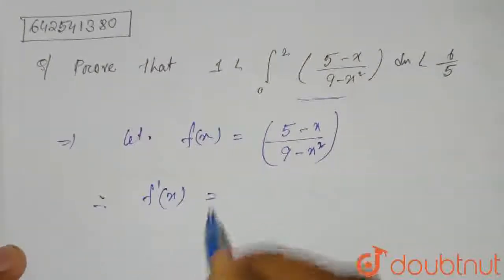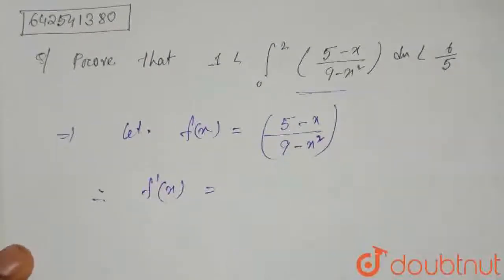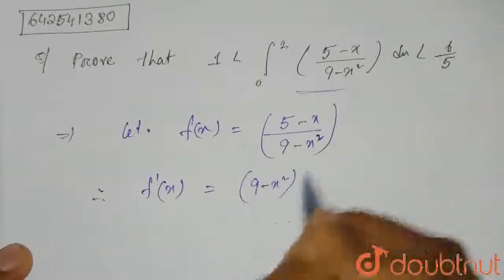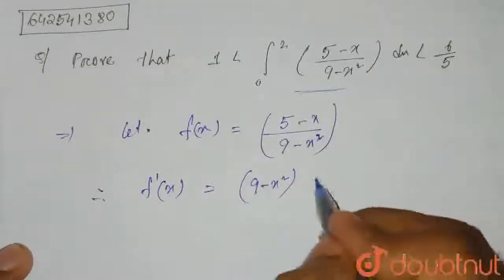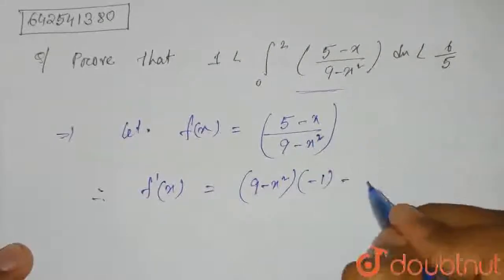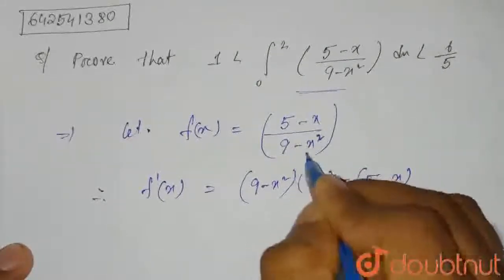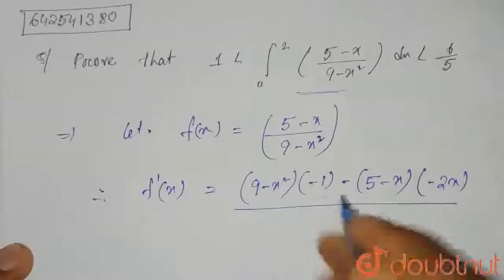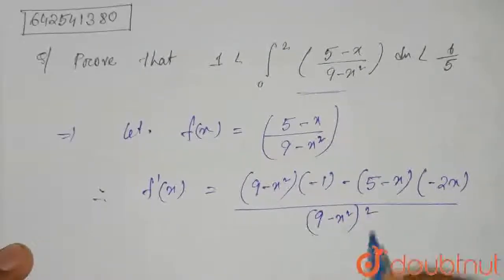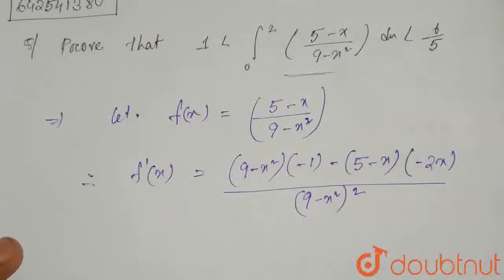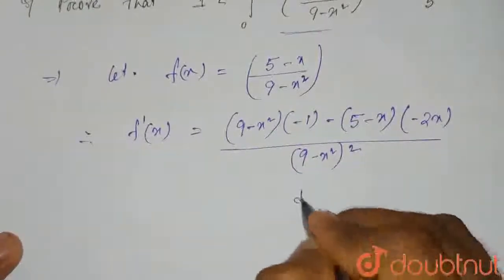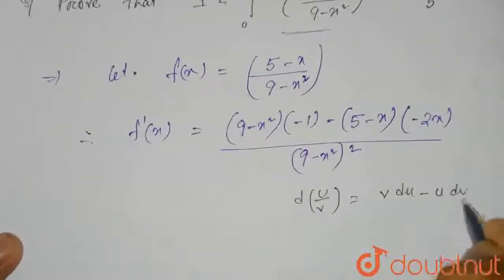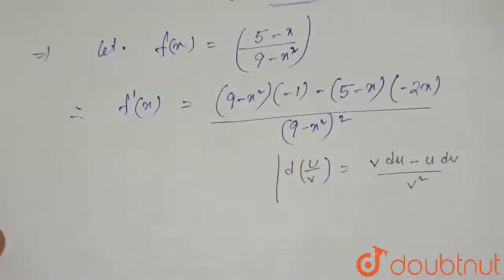That means the differentiation of the function. If we differentiate this term, it will be (9 minus x squared) multiplied by the differentiation of 5 minus x, which is minus 1 only, then minus (5 minus x) times the differentiation of (9 minus x squared), which is minus 2x, all divided by (9 minus x squared) whole squared. How did we do that? Here we applied the property that the differentiation of u divided by v equals (v du minus u dv) divided by v squared. Similarly we have got this value.